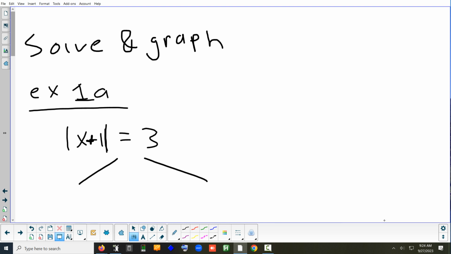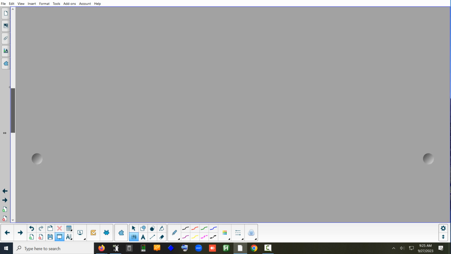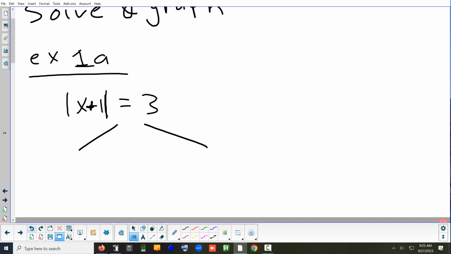Okay, so the first equation you write down is the same as the original, but you take away the bars. So what's the first equation that we're going to solve? Yep, x plus 1 equals 3. And now for the second equation, we take out the bars and we also make the number on the other side negative. Yep, x plus 1 equals negative 3. Okay, so those are the 2 equations that you set up.